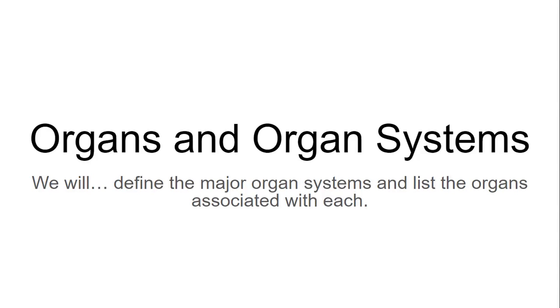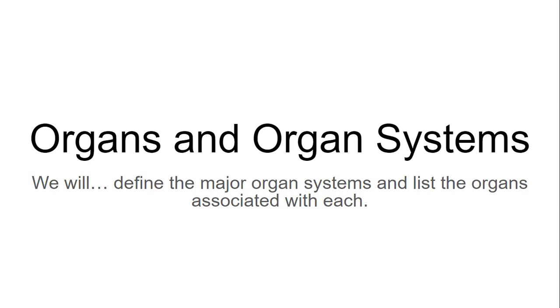Hey everyone, today's lesson is going to be over organs and organ systems. And so our learning objective is we're going to define the major organ systems and list the organs associated with each. This is going to be very important because our next lesson is going to start talking about interactions between organ systems. So you have to know what they are in the first place.